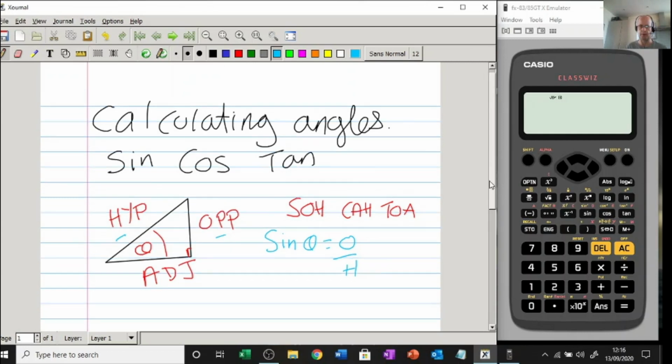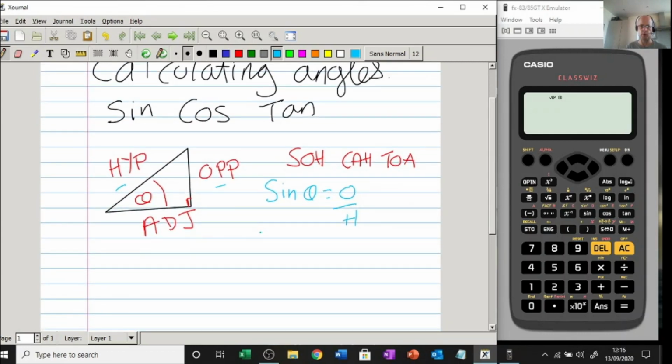Then we can also do, if we know the adjacent and the hypotenuse, we can use cos of the angle equals adjacent over hypotenuse. There's the H, there's the O, and there's the A, just in case. So if we know the adjacent and the hypotenuse, we can work out the angle with cos. Or if we know the angle, we can work out the sides. But today we're just doing angles.